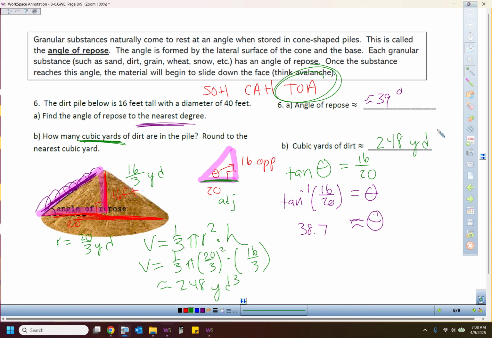248 cubic yards. So the angle of repose. Just be careful on part B, because they'll probably give us the dimensions in feet, and we have to change them into yards first.